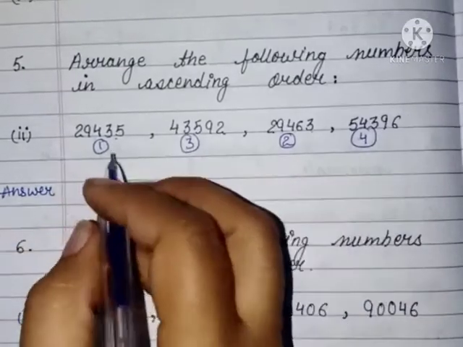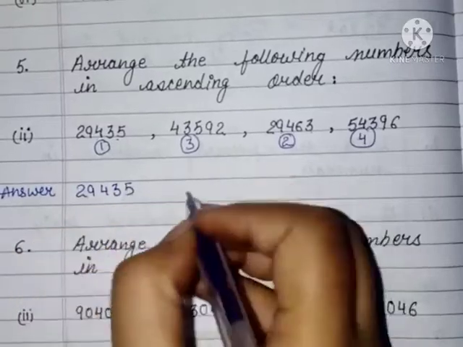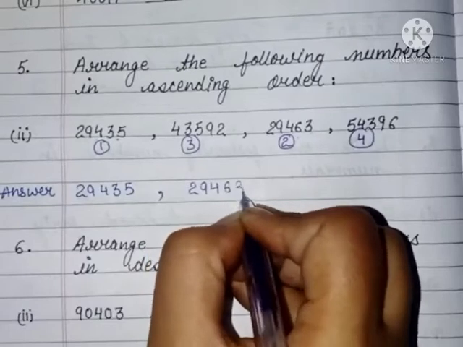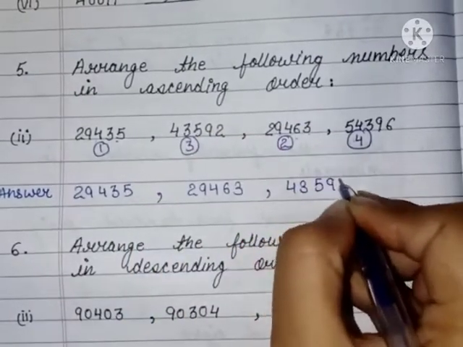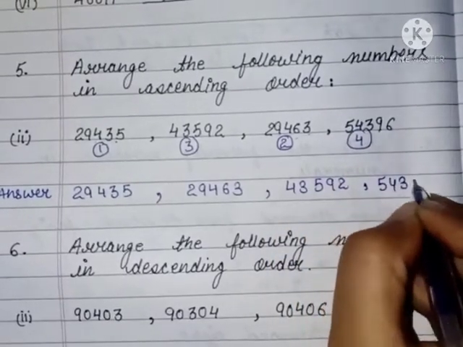Firstly write this number, 29,435. Second number, 29,463. Third number, 43,592. Fourth number, 54,396.